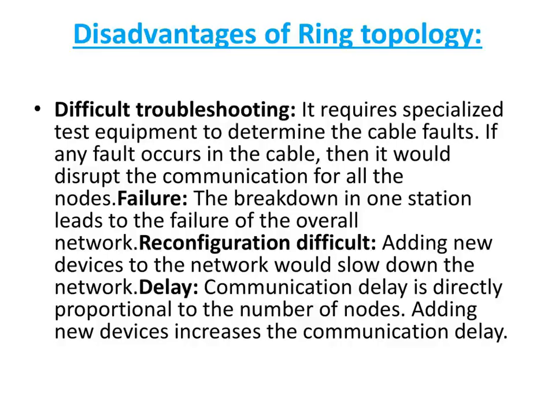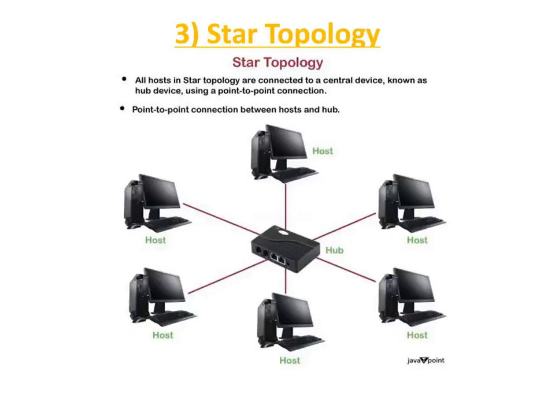Disadvantages of ring topology: difficult troubleshooting. It requires specialized test equipment to determine the cable faults. If any fault occurs in the cable, then it would disrupt the communication for all the nodes. Failure. The breakdown in one station leads to the failure of the overall network. Reconfiguration difficult. Adding new devices to the network would slow down the network. Delay. Communication delay is directly proportional to the number of nodes. Adding new devices increases the communication delay.